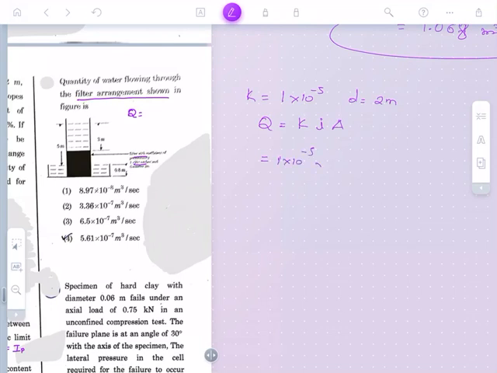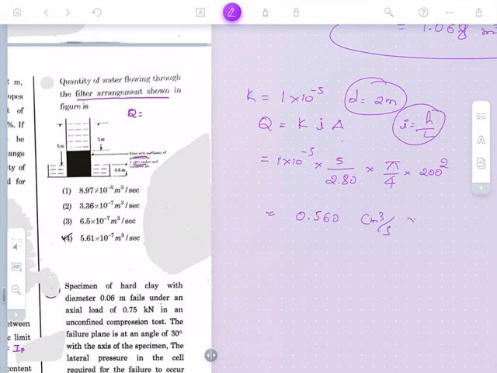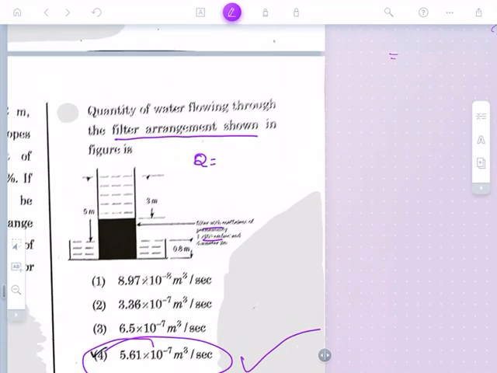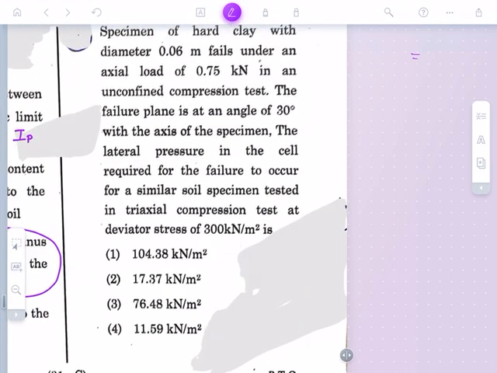What is K? The value of K is equal to 1 into 10 power minus 5. I is nothing but H by L. H we already know, we can see from the figure, which is equal to 5 divided by length 2.80 meter, into area. Area is pi by 4 into d square. I will convert this d in terms of centimeter, which will be 200 square. You will get the answer as 0.560 centimeter cube per second into 10 power minus 6. If you convert it into meter cube, it will become 5.61 into 10 power minus 7 meter cube per second.